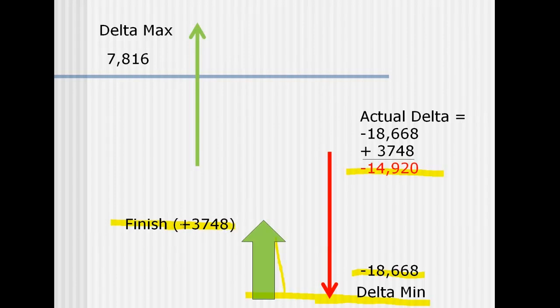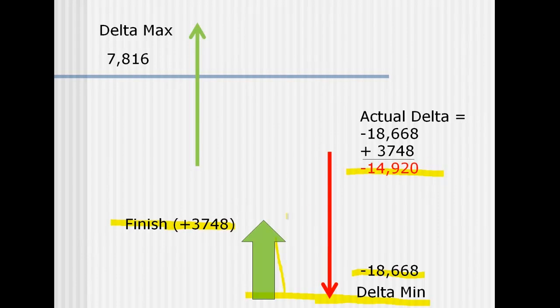This is only about 20% of the 18,000 negative delta that we had. So our comeback was very modest. So we didn't really close on a very bullish or a very strong buying note. We were still in negative territory, and the delta min was the territory where we were at, and sure enough, the actual delta was at minus 14,920.